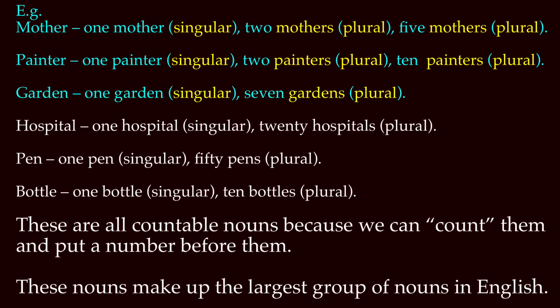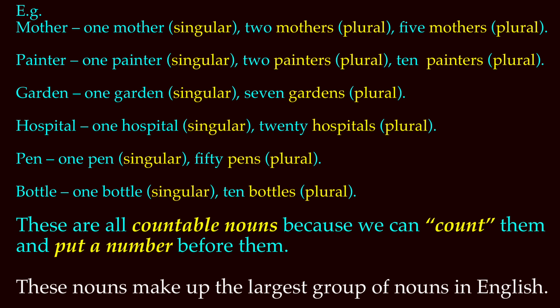Garden. One garden is singular, but 7 gardens, s added, is plural. Hospital. One hospital is singular, but 20 hospitals, s added, is plural. Pen. One pen is singular, but 50 pens, s added at the end, is plural. Bottle. One bottle is singular, but 10 bottles, s added, is plural. These are all countable nouns because we can count them and put a number before them.